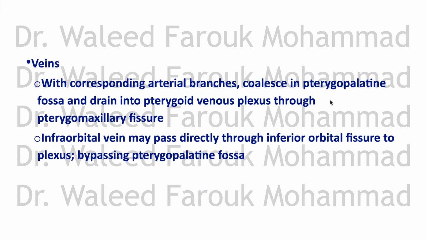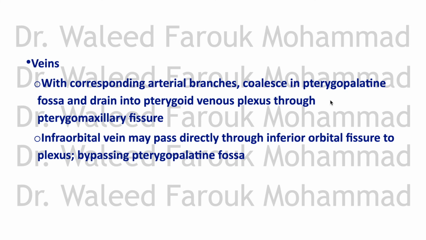The veins of the area converge to the pterygoid venous plexus through the pterygomaxillary fissure, of course. We said that the pterygoid venous plexus drains almost everything around it, including the inside of the cranial cavity through emissary veins and meningeal veins that drain into it.